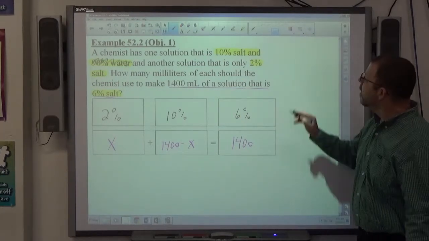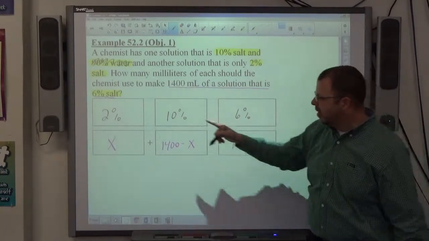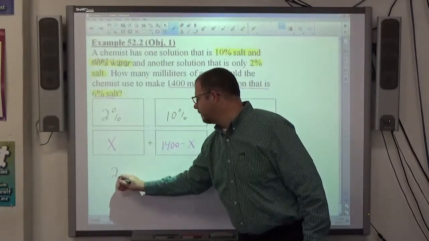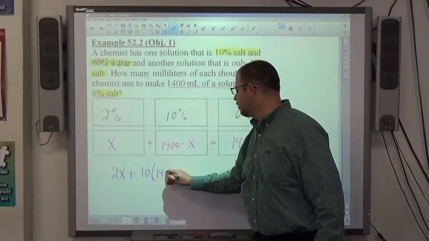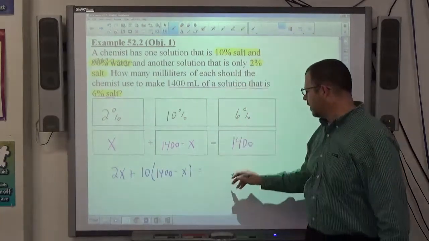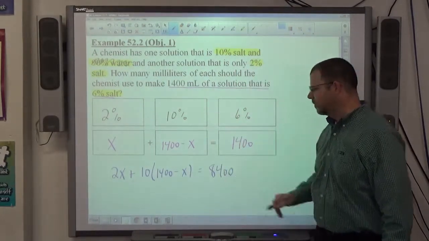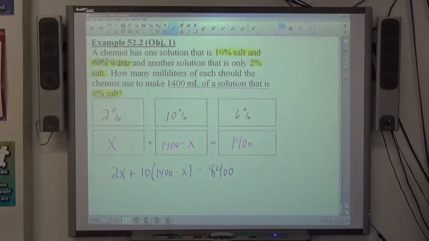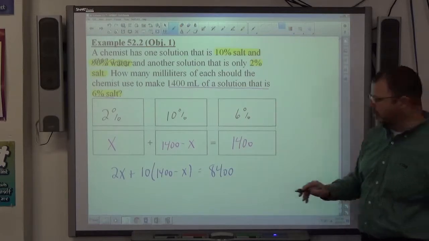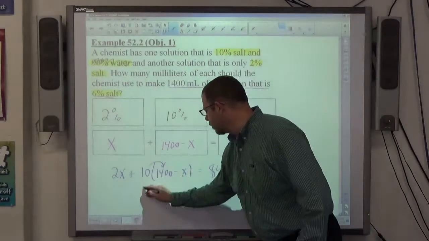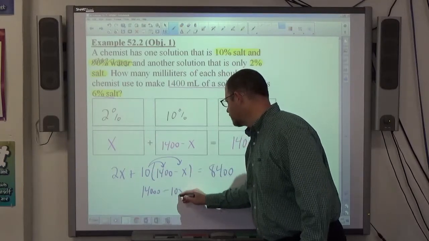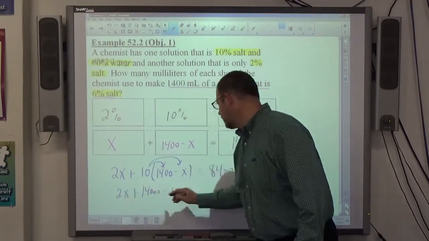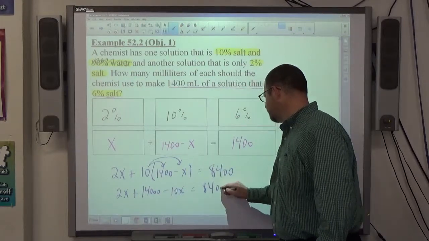Okay. So once I get everything set up, percent times amount plus percent times amount, when the amount's a binomial, put parentheses, equals percent times amount. And then we simply solve that equation. We'll figure out what X equals. So 10 times 1,400 is 14,000. 10 times minus X is minus 10X. 2X plus that is equal to 80,400.